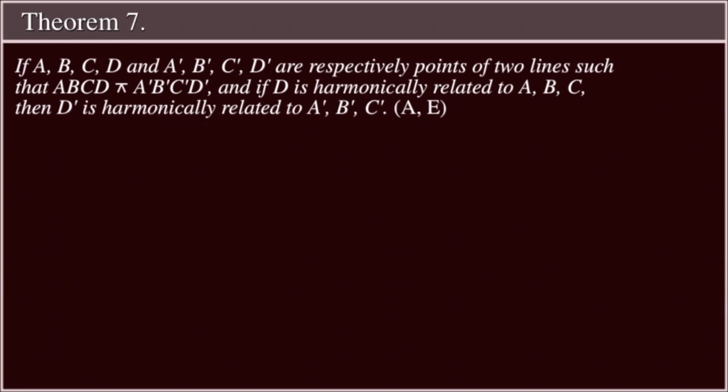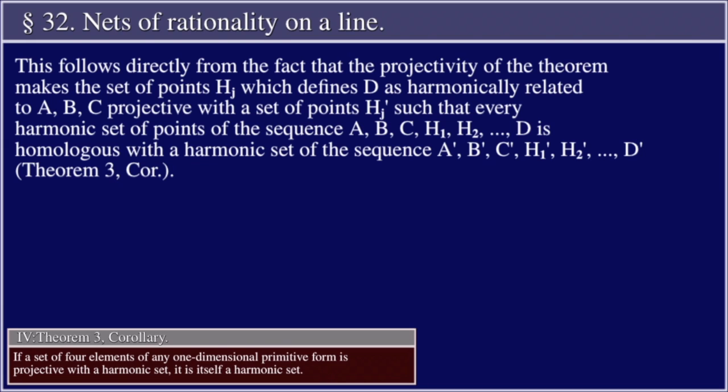Assumptions A and E. This follows directly from the fact that the projectivity of the theorem makes the set of points H sub j, which defines D as harmonically related to ABC, projective with a set of points H sub j prime, such that every harmonic set of points of the sequence A, B, C, H1, H2, D is homologous with a harmonic set of the sequence A', B', C', H1', H2', D'.